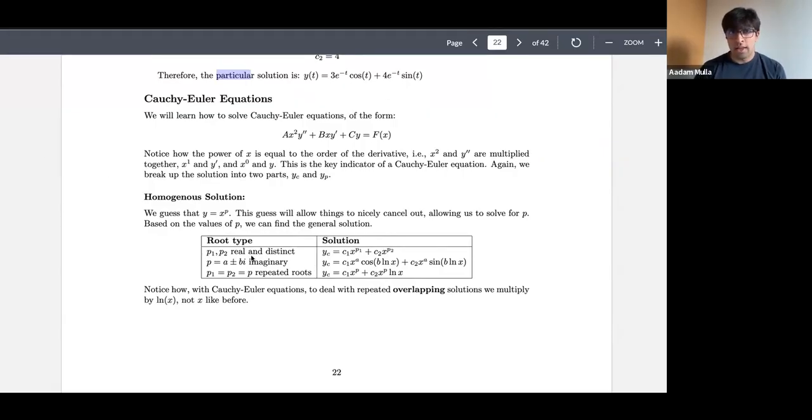A key thing to note is that for the repeated roots case, before we would multiply just by t or just by x, right? Here, to deal with repeated overlapping solutions, we don't multiply by t, we multiply by ln of t or ln of x, so natural log of x. Same thing with guessing. If your guess is a repeat, you're going to multiply by the natural log of t or x or whatever, not by x itself. Okay, let's do an example.